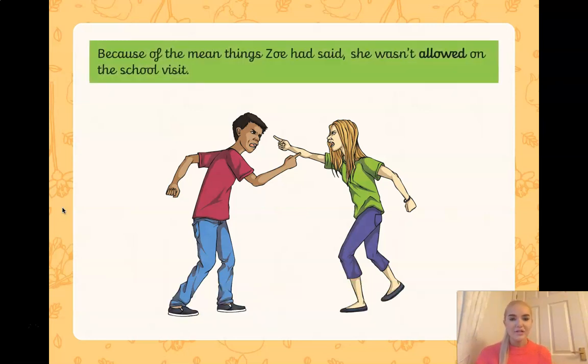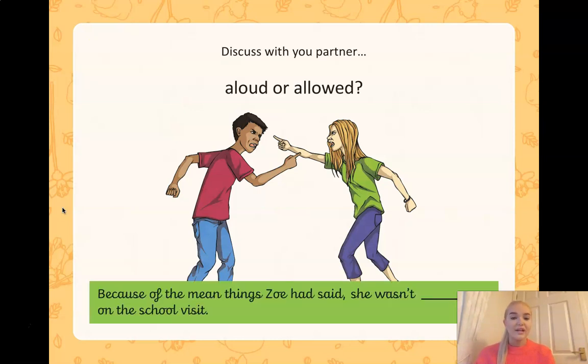Okay, how did you do? Did you realise that it was the allowed spelled A-L-L-O-W-E-D on the school visit? If we are using the other version, aloud, this is how we might vocalise something. We might say, we are speaking aloud, if I'm speaking out loud, aloud. Or, I am not allowed to go to break time today, for example. Okay?